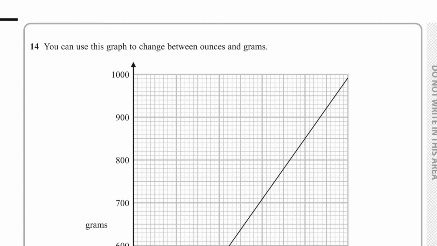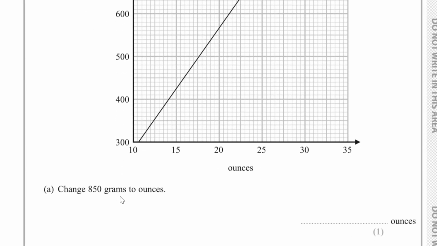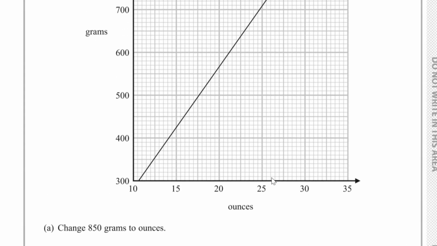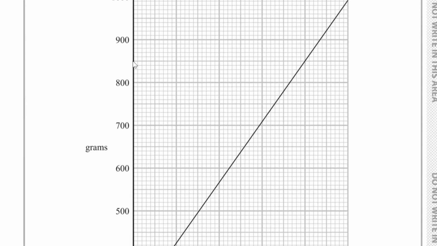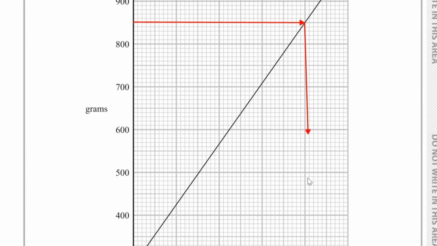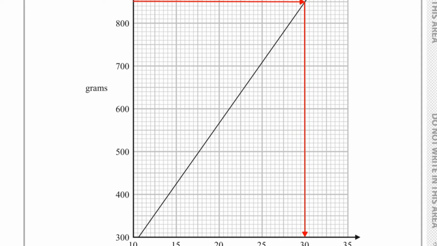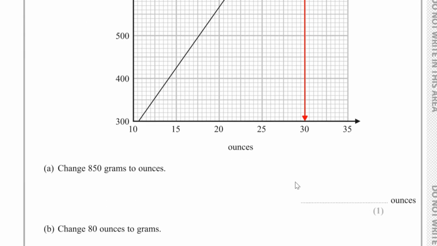Question number 14, you can use this graph to change between ounces and grams. For part A, we have to change 850 grams to ounces. So we want to go from grams to ounces. So 850, we go across from here, and then we read down from here to get 30.